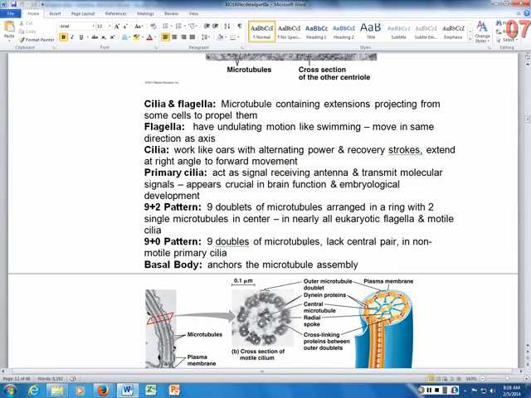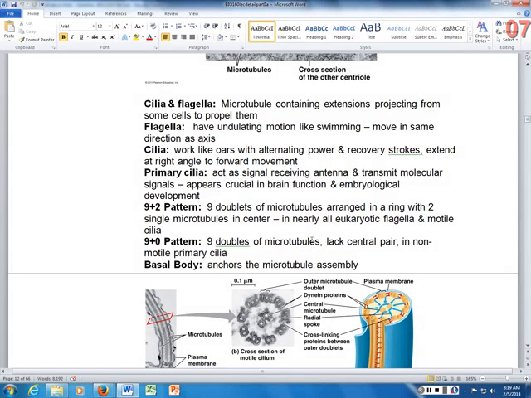We have different types of cilia. The primary cilia are going to act like more of a signal receiving antenna, so that things that go along on the outside of the cell's environment can trigger the cilia and pass the message on to the inside. We know that they're involved with brain function and embryological development, in being able to see what's going on around the cell and determine how to develop from there.